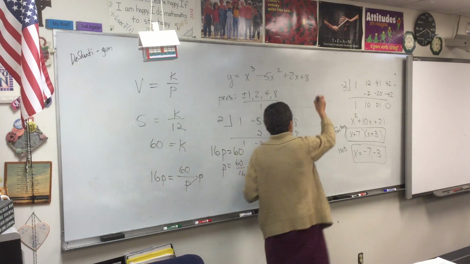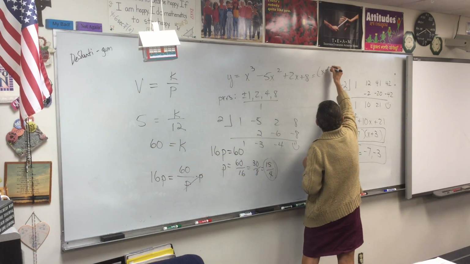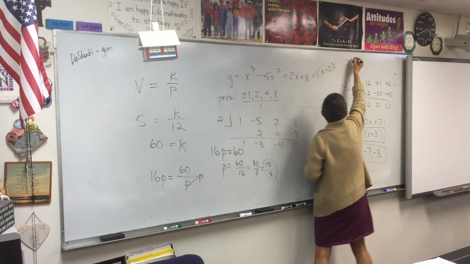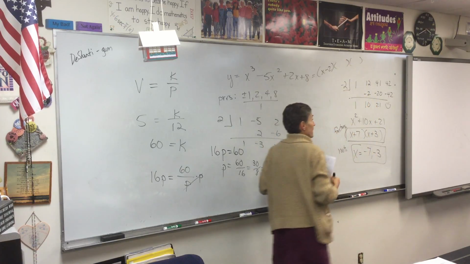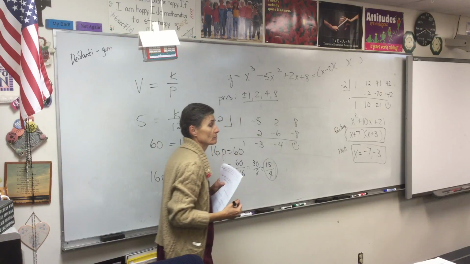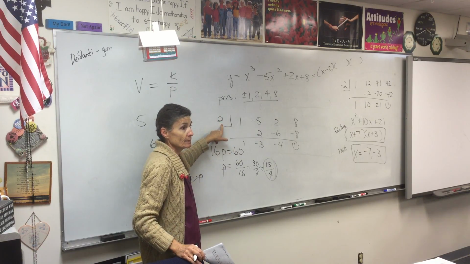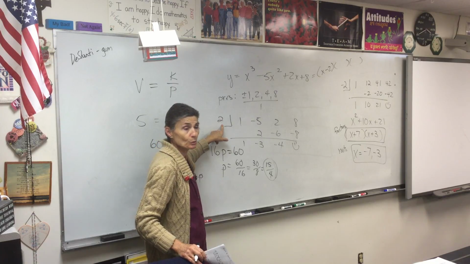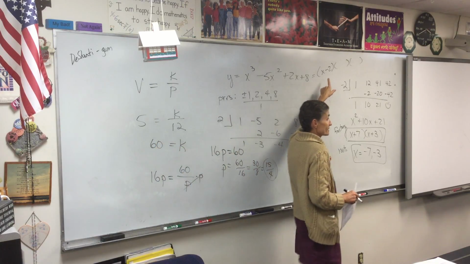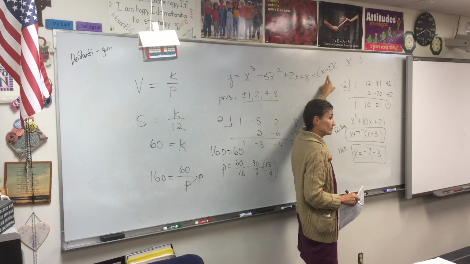It says find the factors. So since 2 worked, one of my factors is going to be x minus 2. This is the dot that goes on the number line. If you put a dot at 2, your factor was x minus 2.